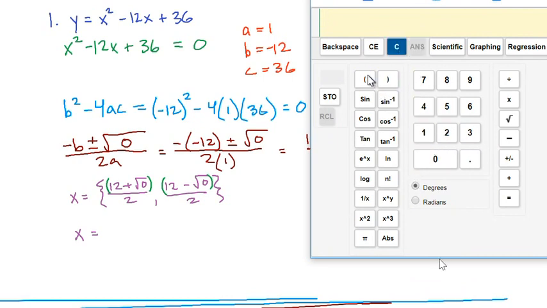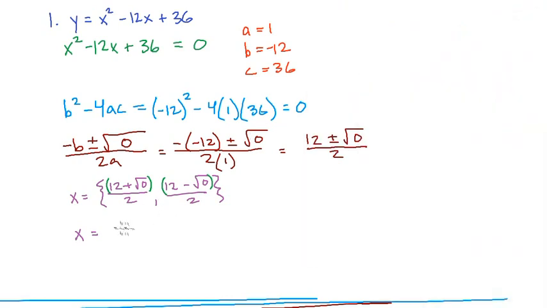So let's put this in the calculator and see what we get. I've got parenthesis 12 plus the square root of 0, and I'm going to close the parenthesis on my radical and then close the parenthesis on my numerator, and then I'll divide by 2. And our first value is 6. So our first x-intercept is actually 6.